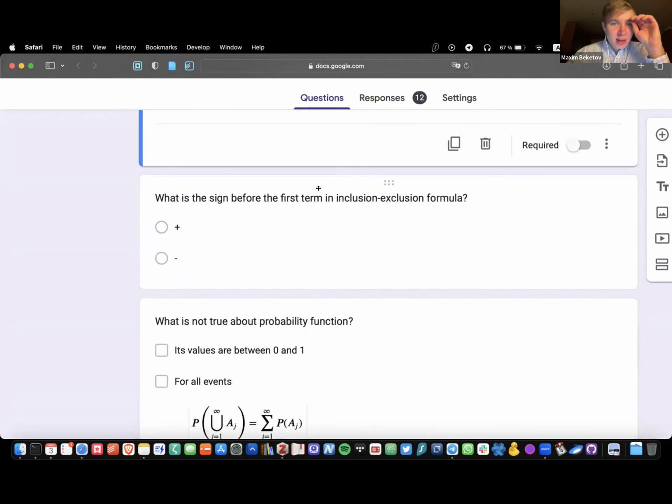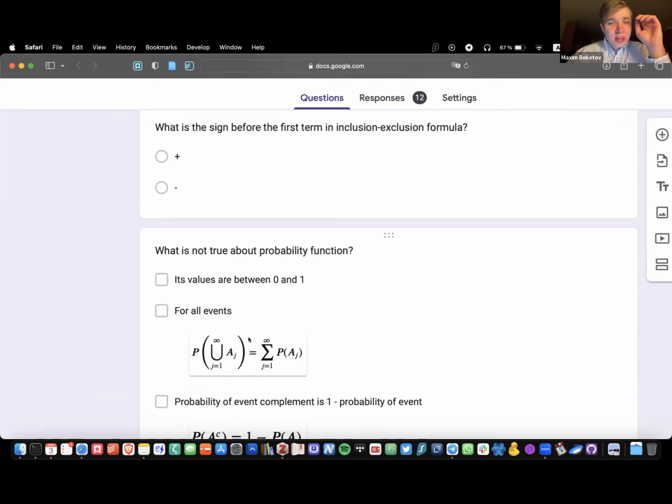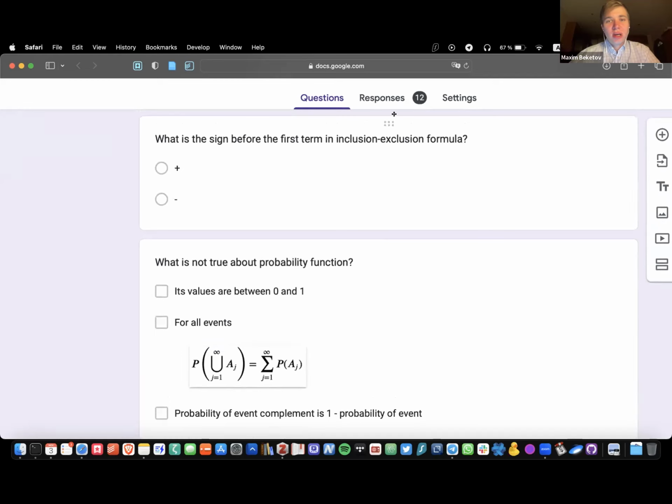Which sign is before the first term in the inclusion-exclusion formula? So this is basically the starting. The first step of the inclusion-exclusion formula is the sum of probabilities of individual events, right? It tells you the probability of the union of several events, and it starts from the sum of their individual probabilities. Then you subtract from it the pairwise intersections. So it starts with a positive part.